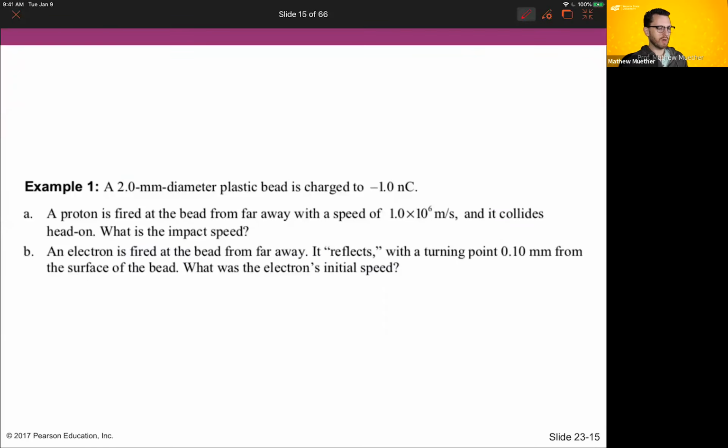Okay, so let's try to do a problem that's a little more quantitative. Let's imagine that we have a plastic bead, and we charge it up. We put some excess negative charge on it, 1 nanocoulomb, and the size of the plastic bead is 2 millimeters. We're going to take a proton and fire it towards that charged bead from far away with some known initial speed, 1 × 10⁶ meters per second. And it's going to strike that plastic bead. What we want to find is the speed with which it will be traveling when it hits that bead.